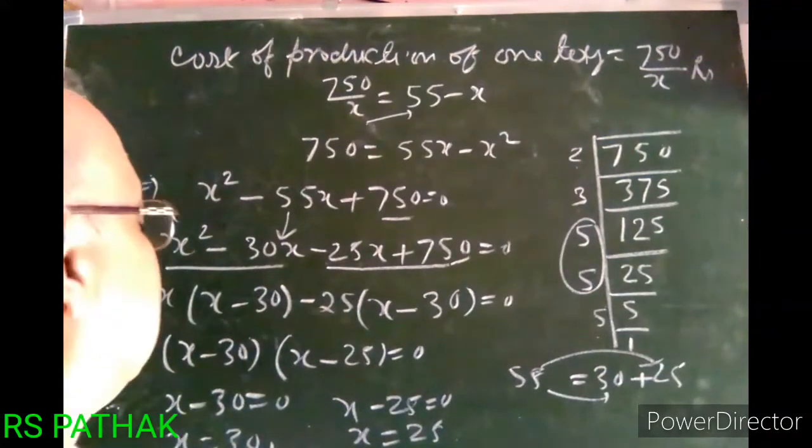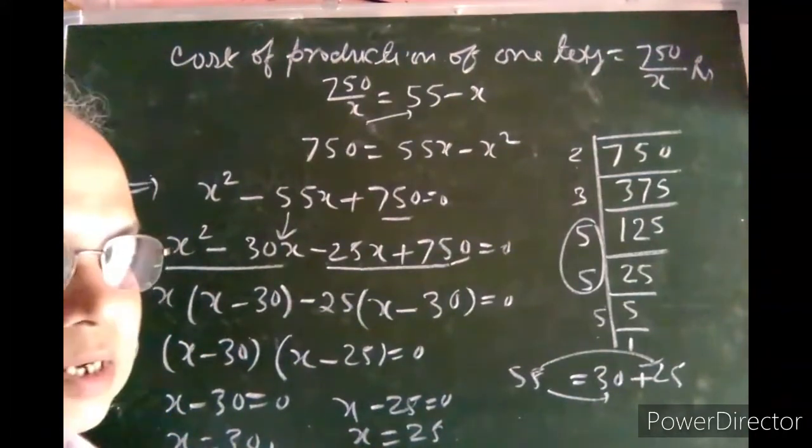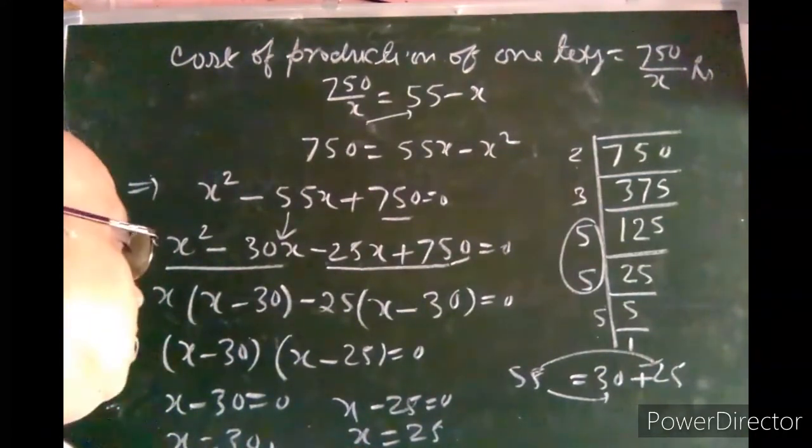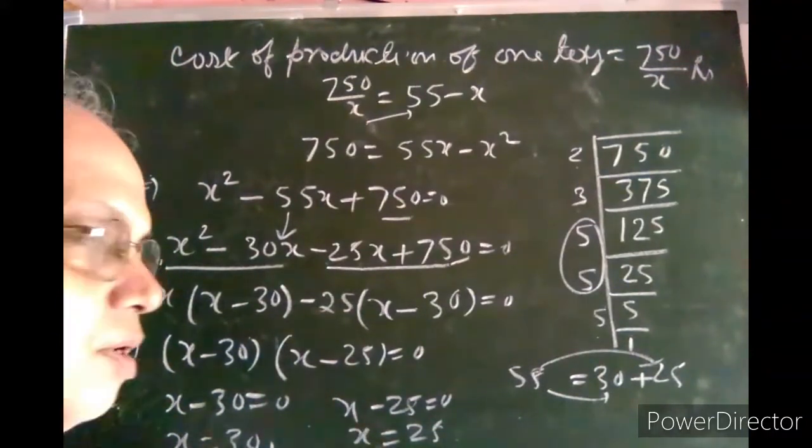What is the total number of toys produced in that day? 30 or 25. Both the answers are correct.